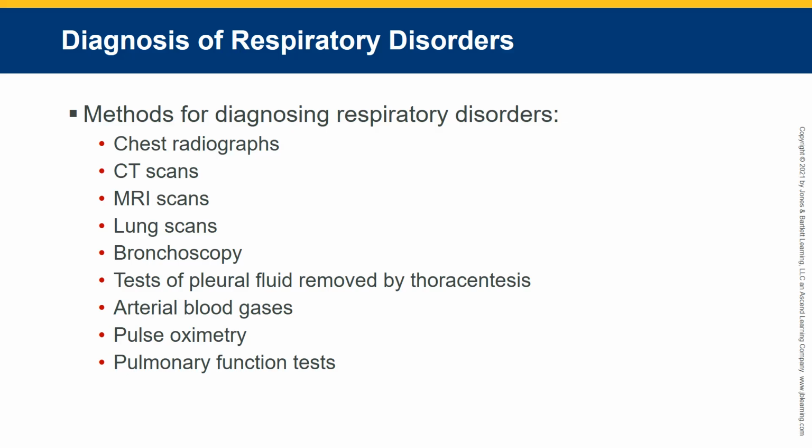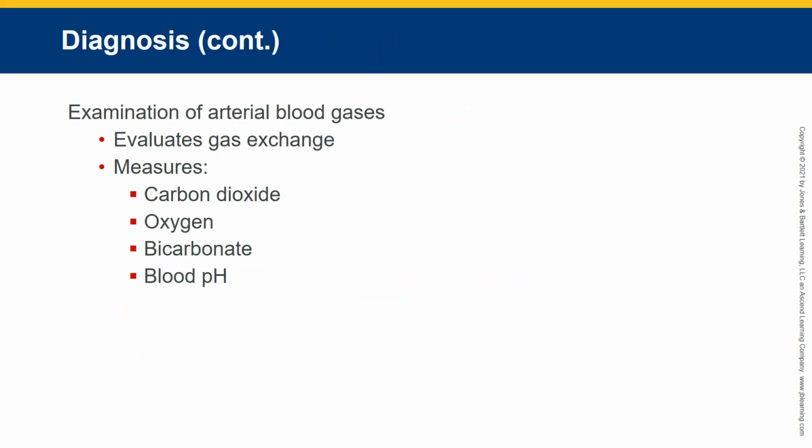ABGs, arterial blood gases, that's where we're looking for that pH change, and we're also looking to see how much oxygen and carbon dioxide there is. Honestly, it's more complex than that. Pulse oximetry, that's the thing they put on your finger. They call it a pulse ox, and it tests how oxygenated your blood is. And pulmonary function tests, using something like a spirometer to see how well you can exhale and if your lungs have the compliance that they need.